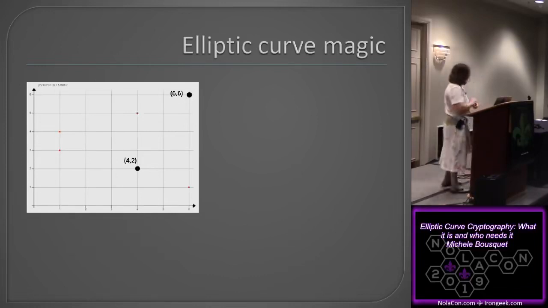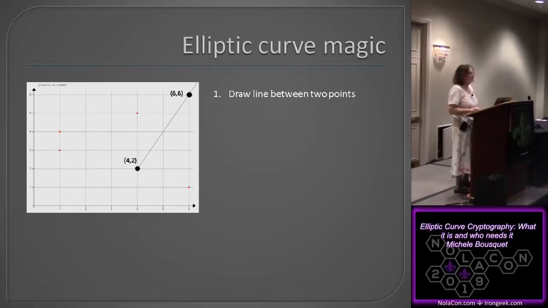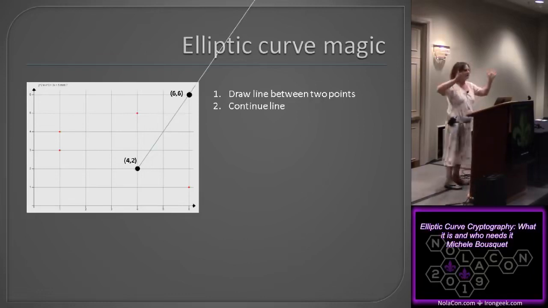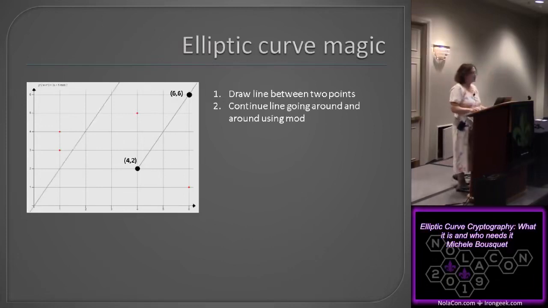So what we're going to do is look at these 2 points, 4, 2, and 6, 6. These are 2 of the points we ended up with. And we're going to draw a line between them. And then we're going to extend that line off outside of our box. And then, because it's outside the box, we can map it back into the modulo space. So we map it back into the modulo space, and there's the line. It's coming through here.